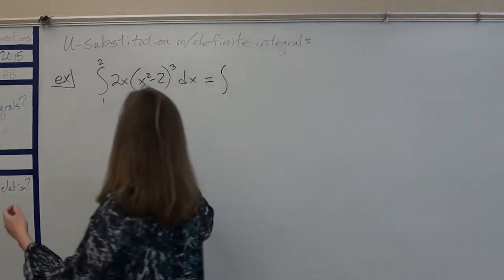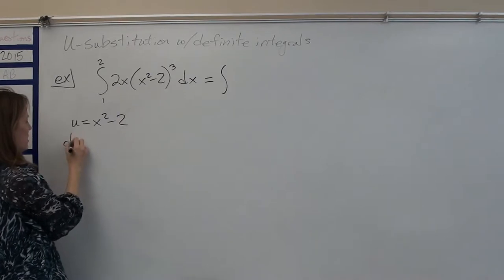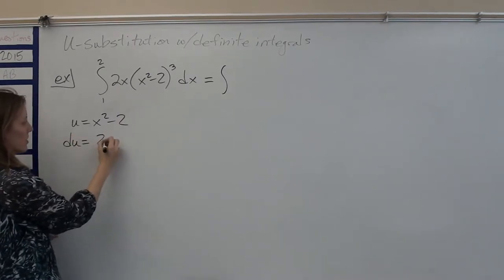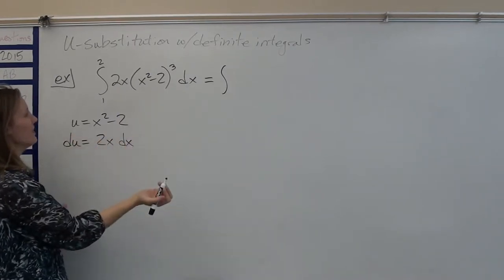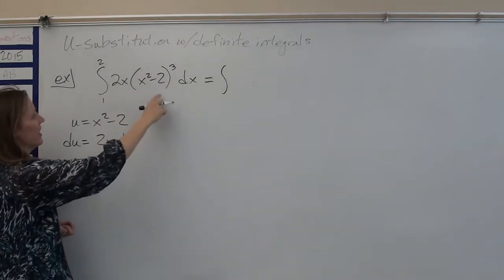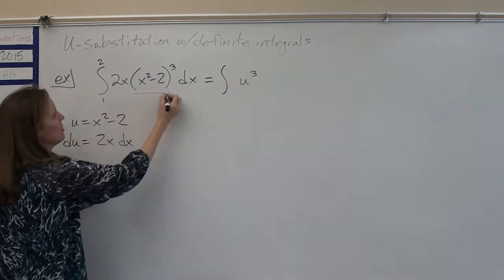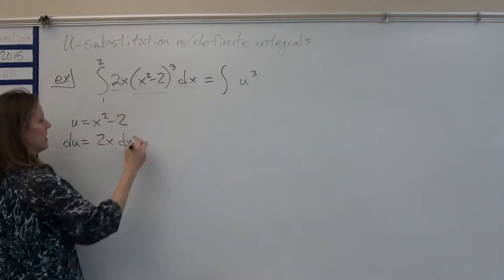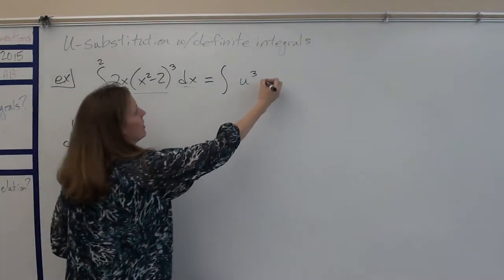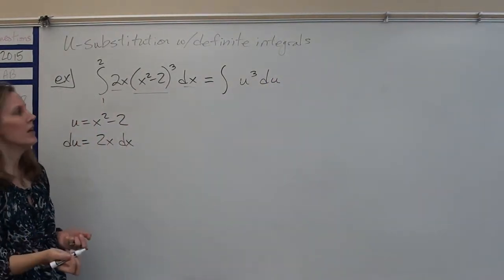All right, so what's u? x squared minus 2. Good. So what's du? 2x dx. Oh, isn't that nice? That's exactly what we have. So what we have here is just u cubed, and then 2x dx is just equal to du. So this is just the integral of u cubed du.